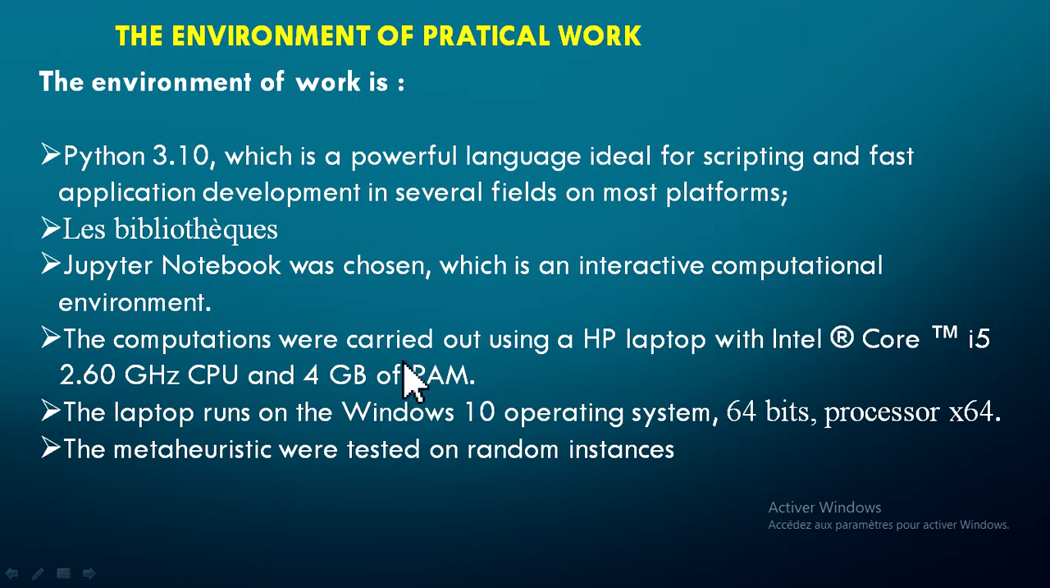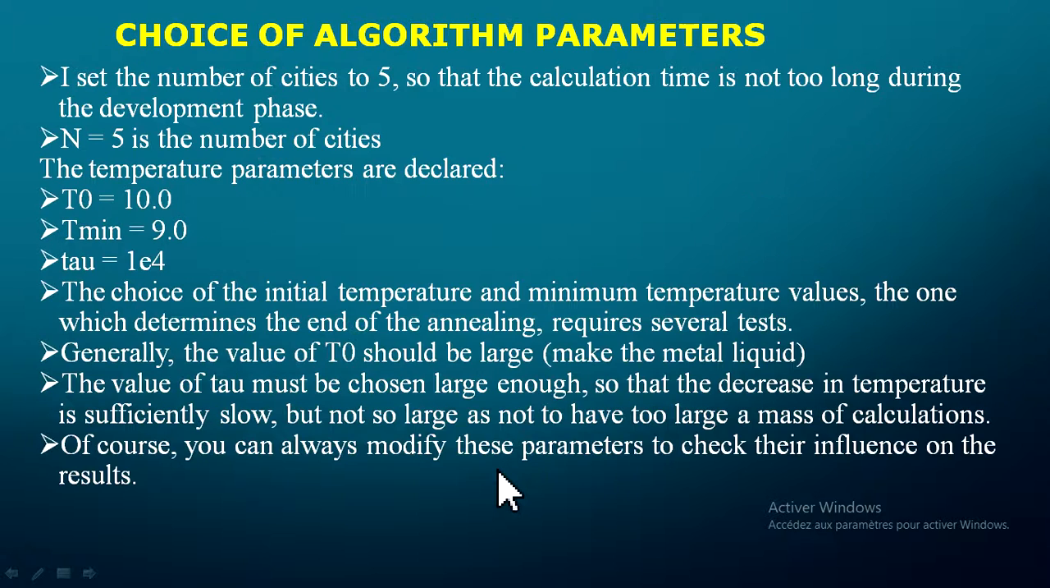The computations were carried out using an HP laptop with an Intel Core i5 2.60 gigahertz CPU and 4 GB of RAM. The laptop runs on the Windows 10 operating system with a 64-bit x64 processor. The meta-heuristics will be tested on random instances.